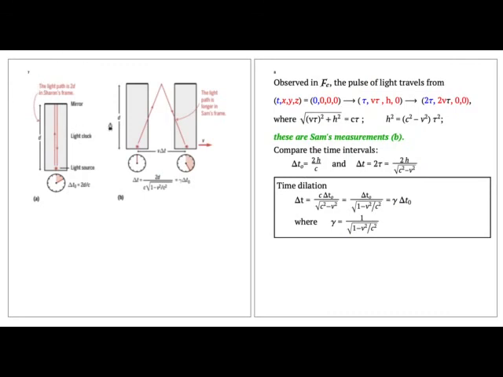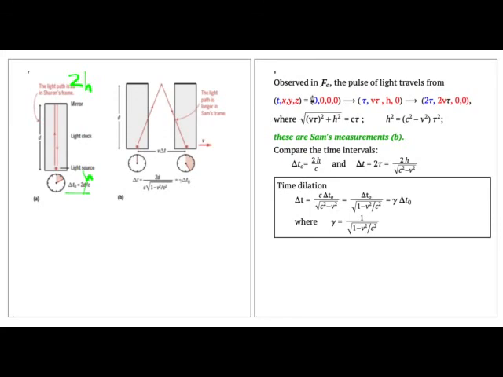Here's another picture from the book. In Sharon's frame, the light travels to the mirror. That's called D in the book, but that's called h in my calculation. And then back to the same point. It has a path of 2h. So this is what I would call 2h. And so the time will be 2h divided by c.